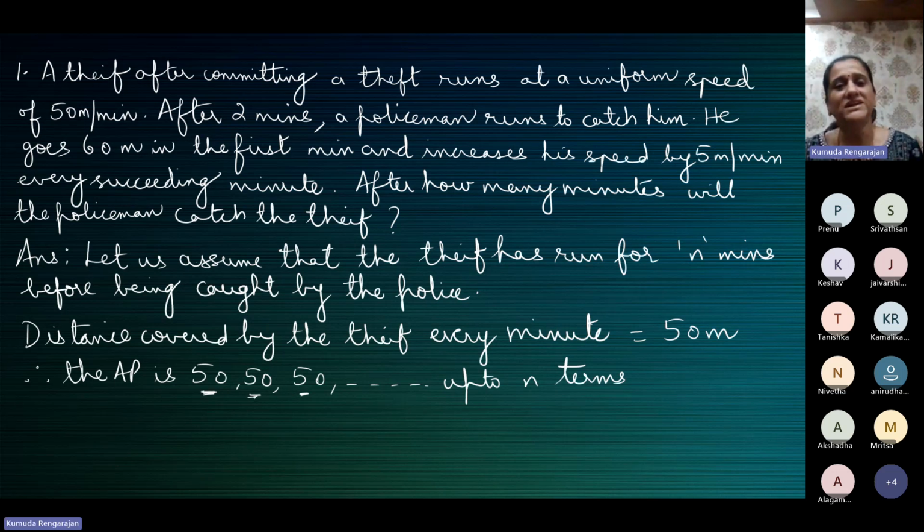Supposing the thief has run for 10 minutes, then you'll have 10 terms. If the thief runs for 20 minutes, you'll have 20 terms, because for every minute 50 meters. So n minutes, n terms.